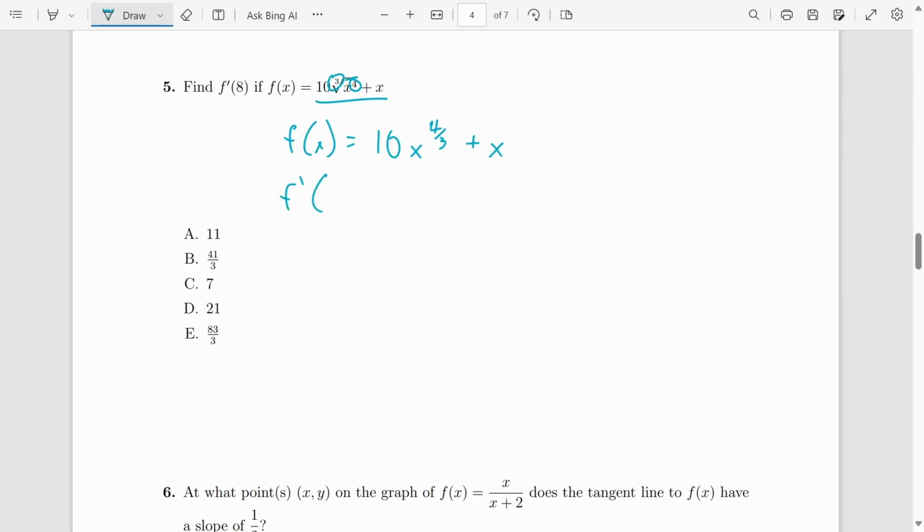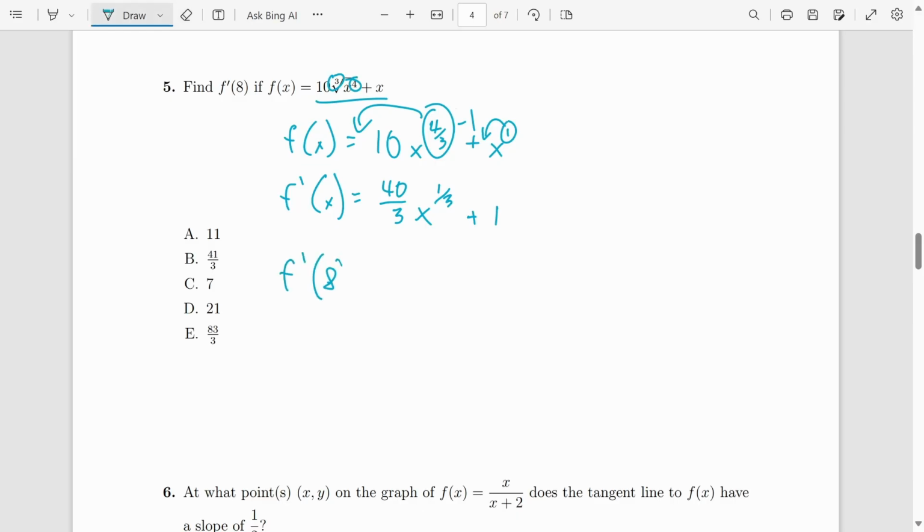Taking the derivative now is a lot easier because we can just do the power rule. We move that 4/3 out to the front, so this becomes 40/3 times x to the 4/3 minus 1, which is 1/3, so x to the 1/3 power, plus the derivative of x, which is just 1, because imagine there's a power of 1 there. If you move that out to the front, it becomes 1 times x to the 0th, which is just 1. So that's a plus 1.